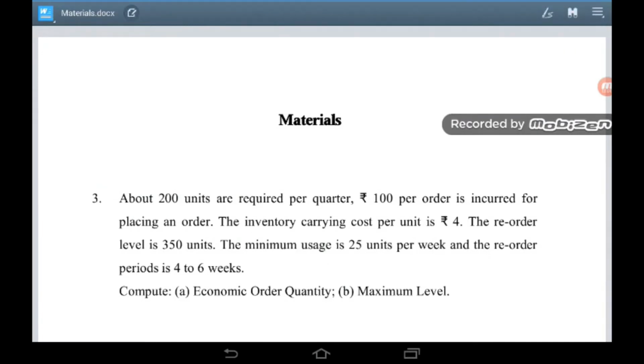About 200 units are required per quarter. Rupees 100 per order is incurred for placing an order. The inventory carrying cost per unit is rupees 4. The reorder level is 350 units. The minimum usage is 25 units per week and the reorder period is 4 to 6 weeks. Compute A. Economic order quantity. B. Maximum level.